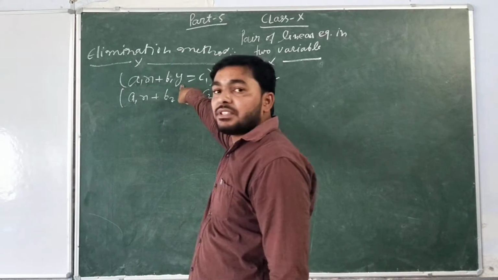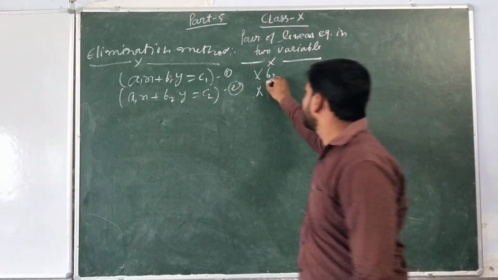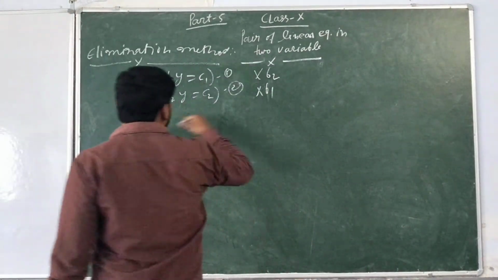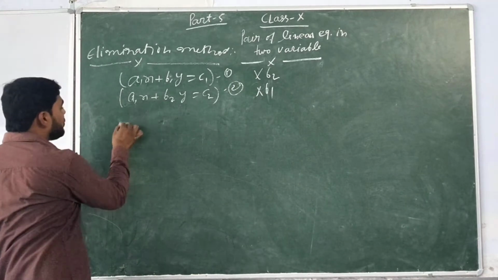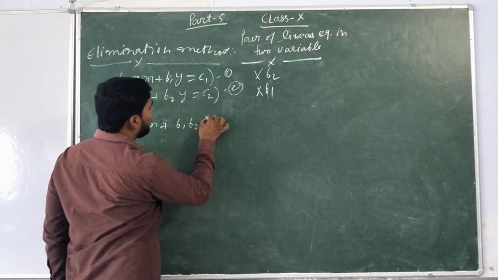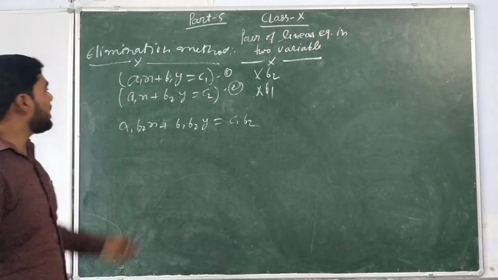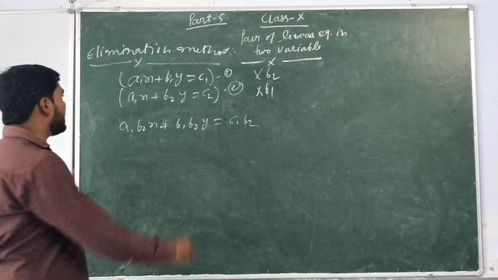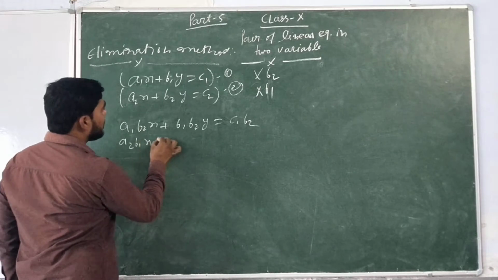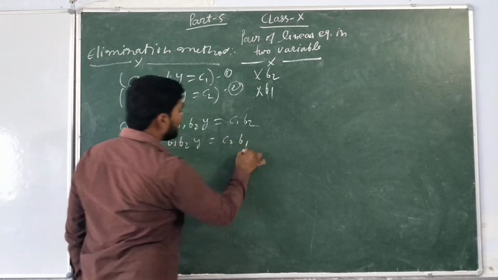The coefficient of y is b1, so you have to multiply with b1. Now if you multiply the first equation with b2, you will get a1 b2 x plus b1 b2 y equal to c1 b2. Now multiply the second equation with b1, then you will get a2 b1 x plus b1 b2 y equal to c2 b1.